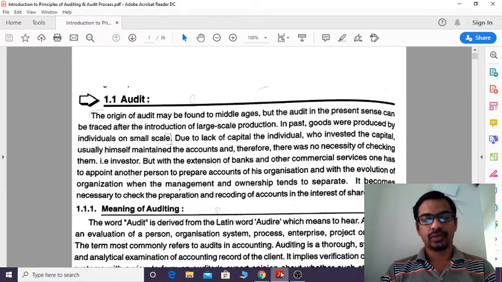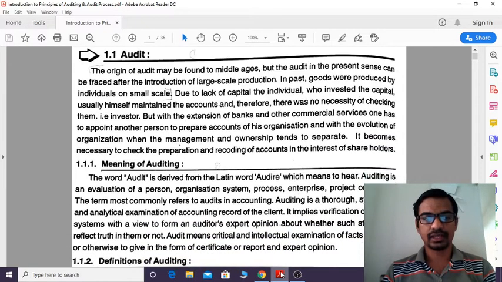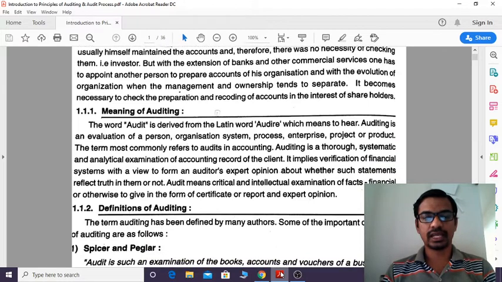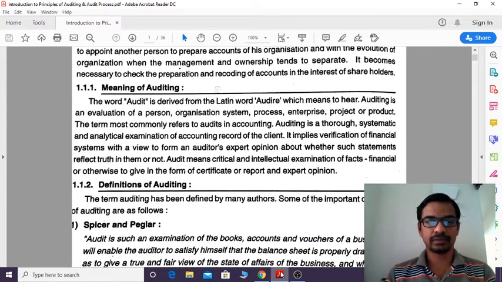Today we are going to discuss the introduction of auditing, which is the first unit in the syllabus of TYBCom. So without wasting much time, straightaway we are starting our discussion. First of all, what is the meaning of auditing as well as the definition of auditing? The word audit is derived from the Latin word audire, which means to hear.